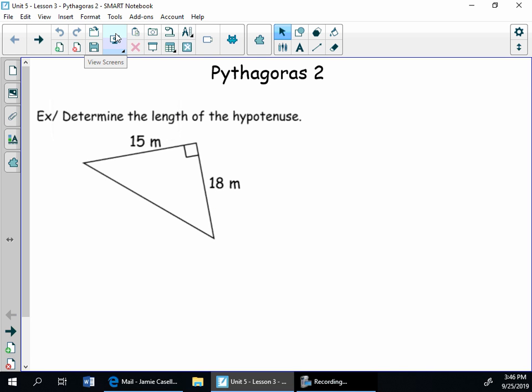In this lesson, we're going to continue looking at Pythagoras, but we're going to look at the situations we did not have yesterday. That is, where we want to find one of the other sides. Before we start, quick review from yesterday.